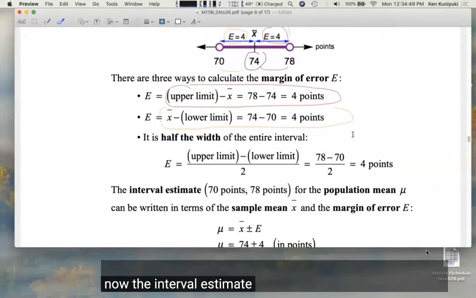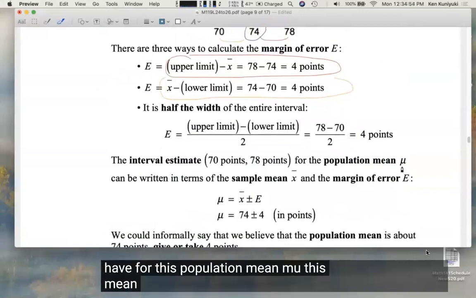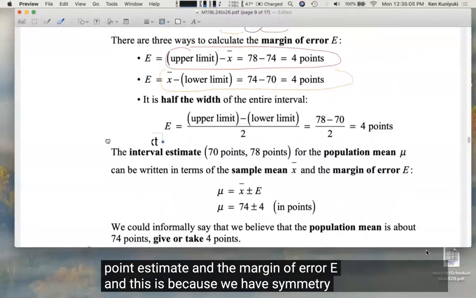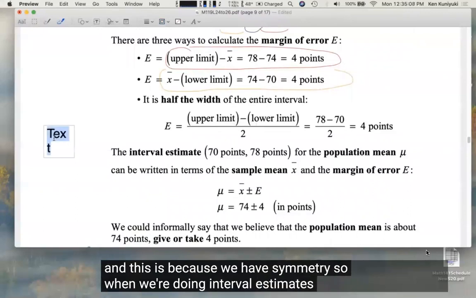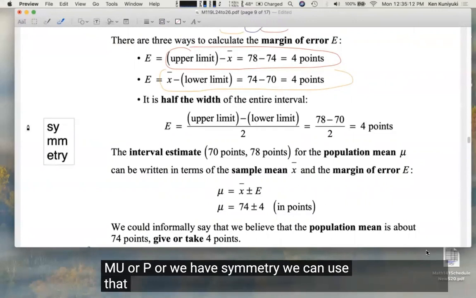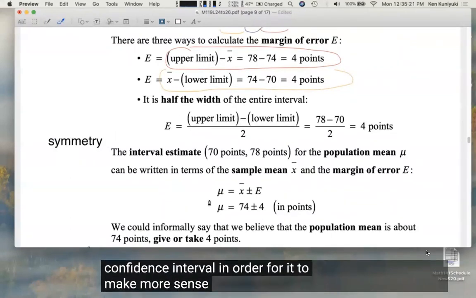Now, the interval estimate here that we have for this population mean mu, this mean test score for the class overall, which we don't know yet, can be written in terms of the sample mean, the point estimate, and the margin of error E. And this is because we have symmetry. So when we're doing interval estimates for mu or P, where we have symmetry, we can use that to more accessibly represent the confidence interval, in order for it to make more sense.